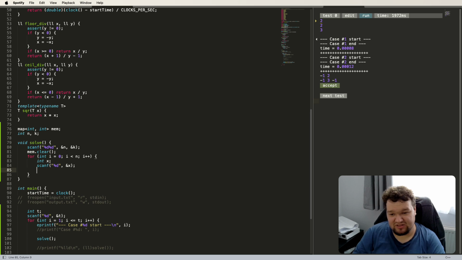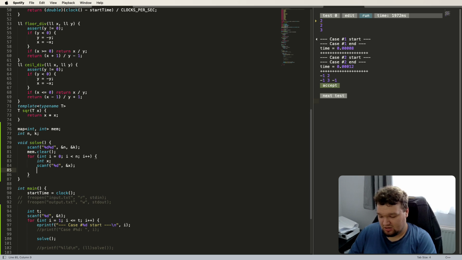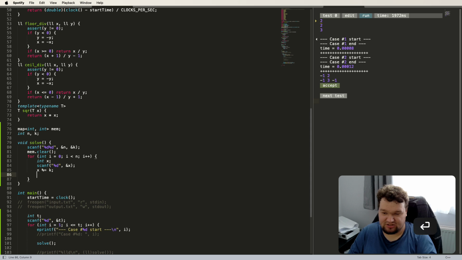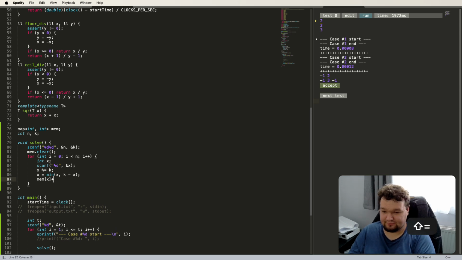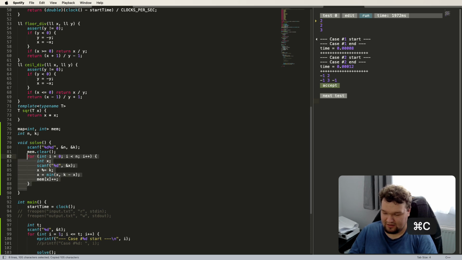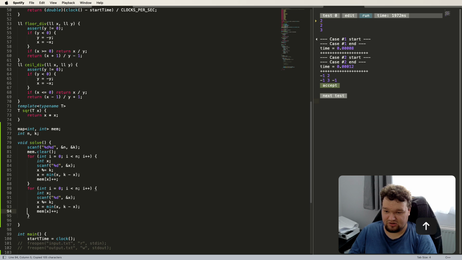So I read the element, now I want to find its representative, the smallest number that I can transform it to. So it would be just x modulo k if we didn't bend the line, but now that we bend the line, x is the minimum of x and k minus x. And now I'm doing the same for array B, but doing minus minus in the map. And now I need to check that all the values in the map are zeros.